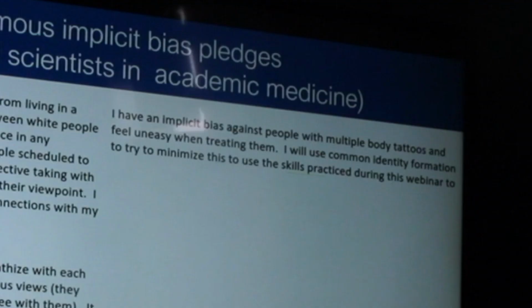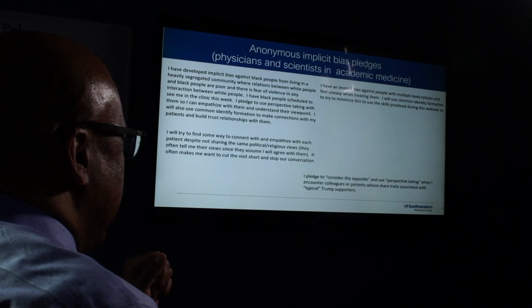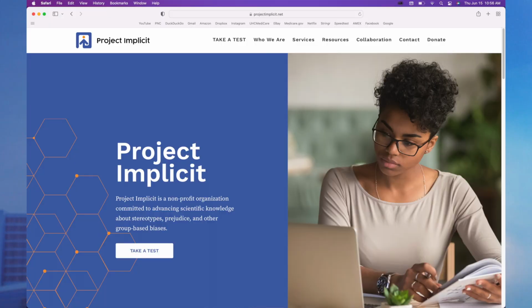Another person says, I have an implicit bias against people with multiple body tattoos. Yet another person says that they have a bias against people with certain religious views. And then finally, someone says, I have a bias against quote unquote typical Trump supporters. So these are physicians and these are scientists that are doing research and taking care of patients. And so it is so important that we acknowledge that we all may have implicit negative biases. The good news is that we can overcome those biases and be sure that we're treating everyone fairly.